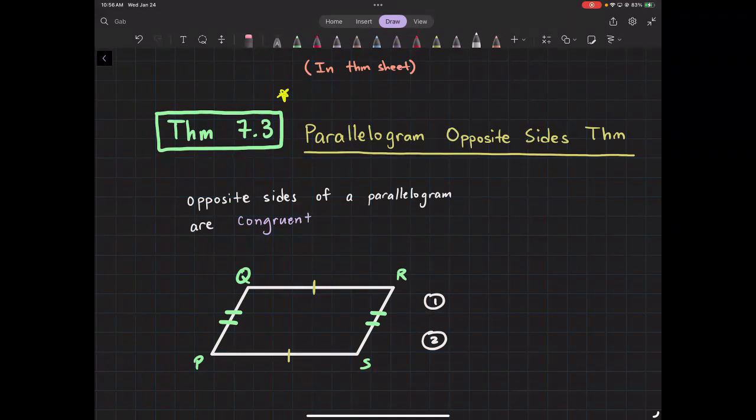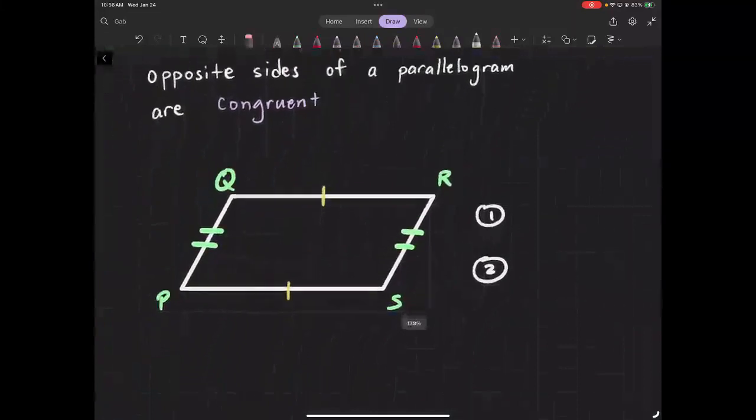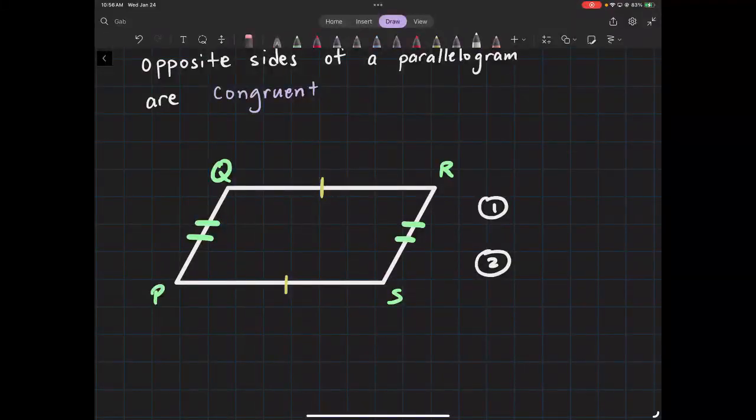In the parallelogram, the opposite sides are going to be congruent, as long as you know what the opposite sides are. Okay, so you see here, my congruent sides are correlating, right? So whatever is an opposite side, as long as it is a parallelogram, they are congruent.